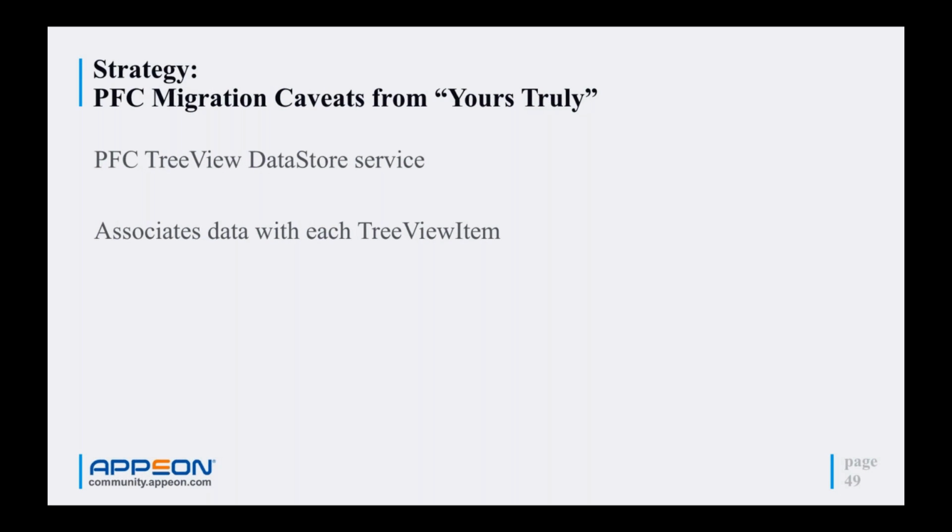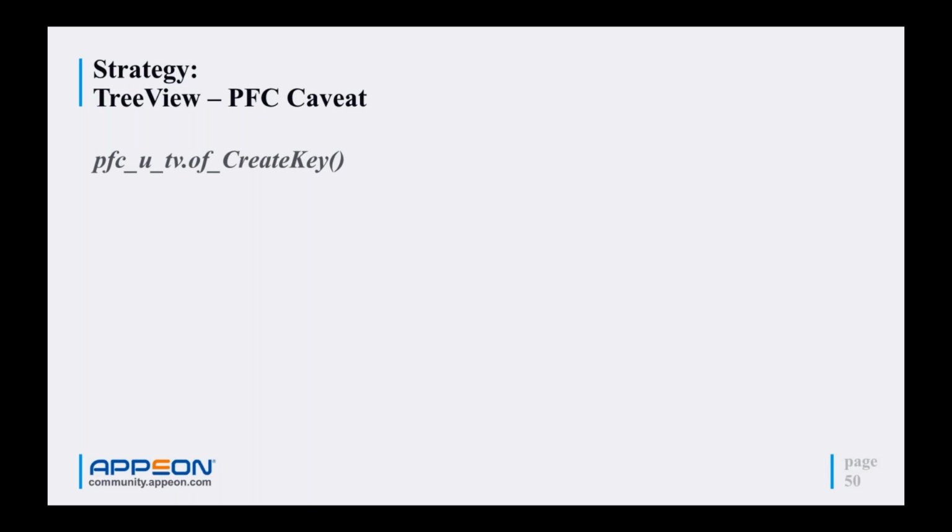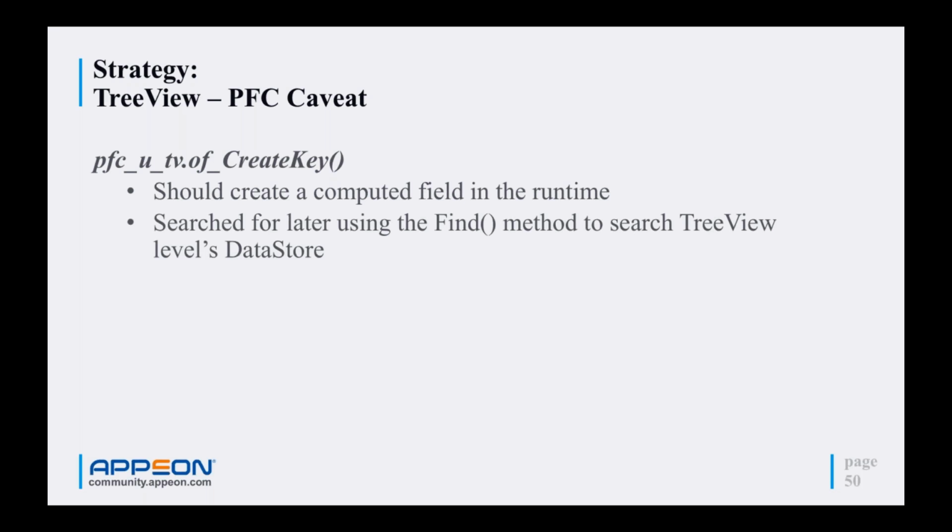Now, I want to pass on to you a caveat about a PFC issue I found myself. A TreeView control in our PowerBuilder 5 candidate application made use of the PFC TreeView data store service to associate data with each level of the TreeView control and thereby with each TreeView item. It's intended to have the PFC UTV service and its OF create key method dynamically create a computed field in the runtime data window object in the data store that will be searched later using the find method to look for the row in the data store that is associated with each TreeView control level.